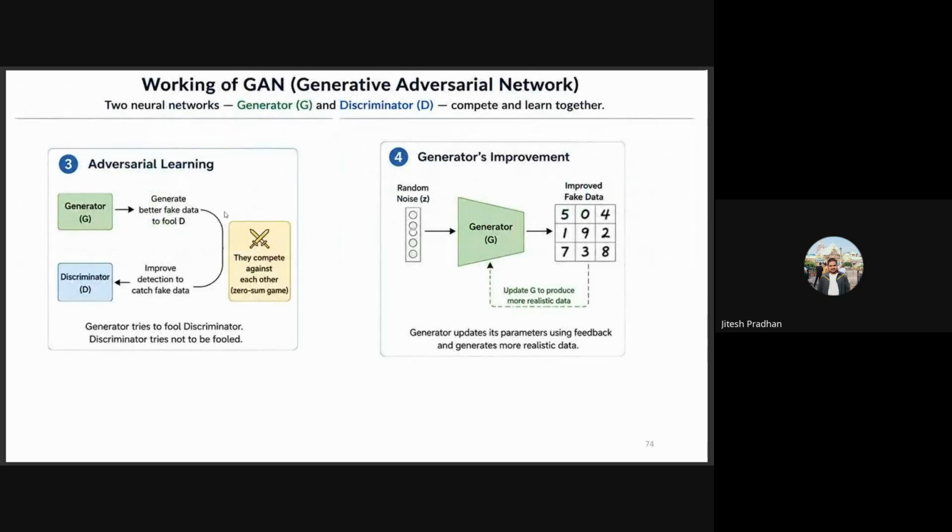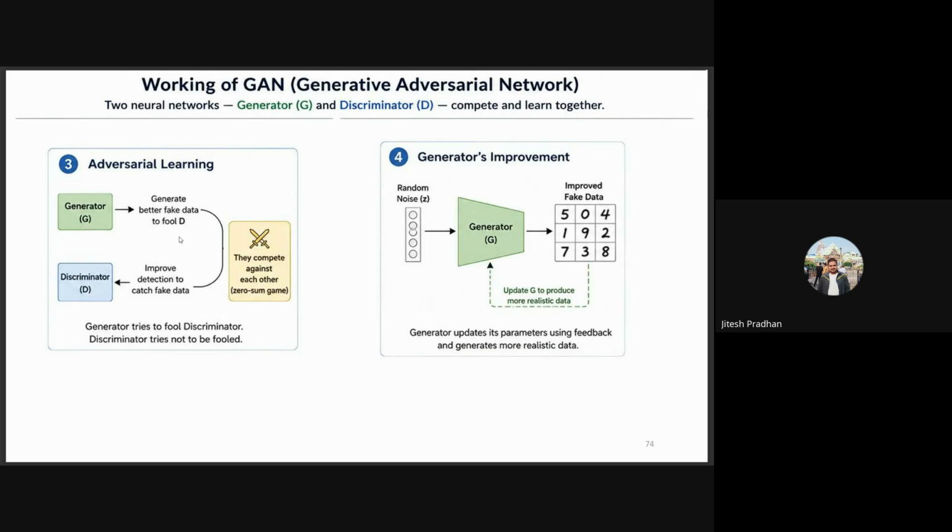Okay, now let's do adversarial learning. So what is adversarial learning? Look at here. We have a generator and we have a discriminator. The generator will generate fake data. Each pass, it will generate better fake data so that it can try to fool the discriminator. If the discriminator gets fooled, then it will improve itself based on the training samples, improving detection to check the fake data. They compete against each other. It's a zero-sum game, and that is called adversarial learning. The discriminator tries to correctly classify real or fake data, and the generator tries to fool the discriminator by creating fake data looking just like real.